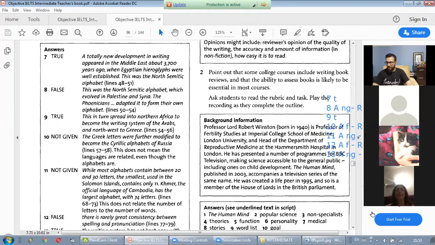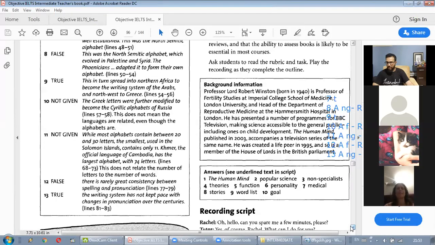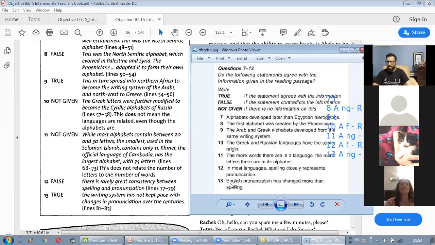If you check the sentence in the text, it says the writing system has not kept pace with changes in pronunciation. And in the question it says English pronunciation has changed. So has not kept pace is just a synonym for has changed. So there isn't much difference, right? It's almost the same thing.